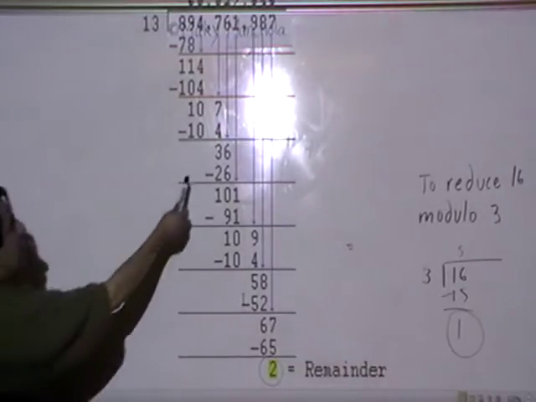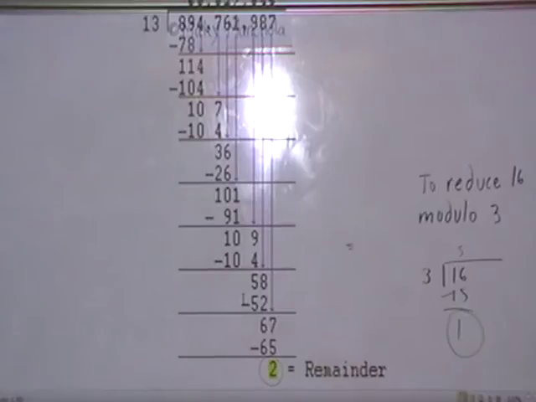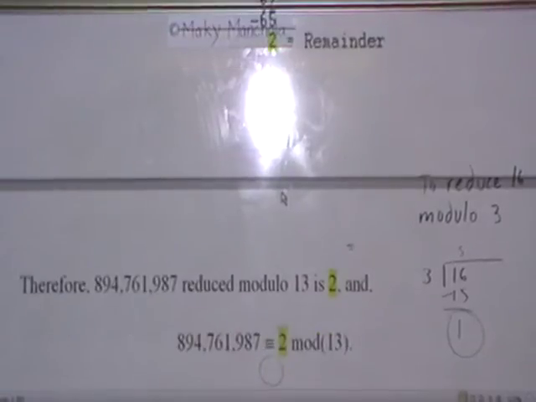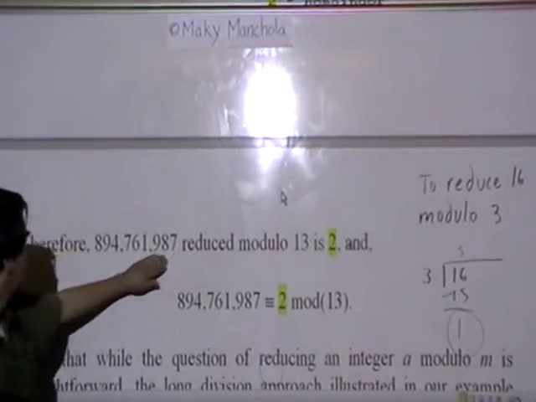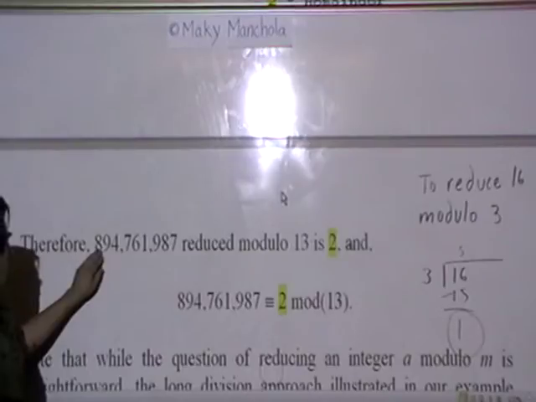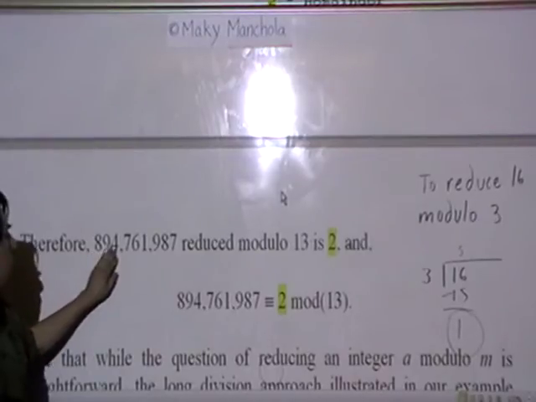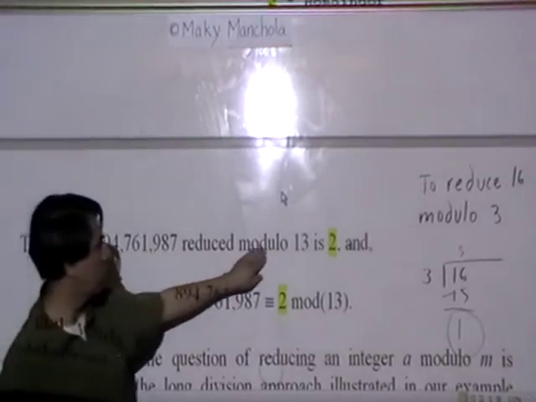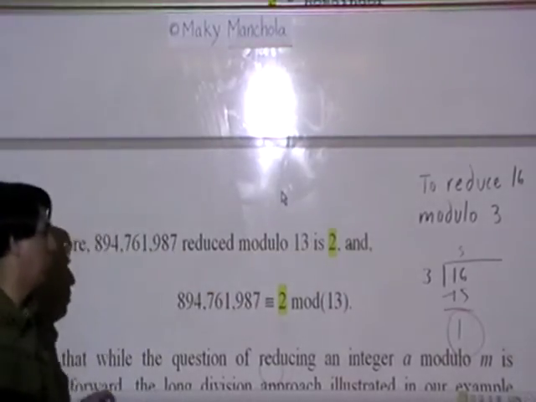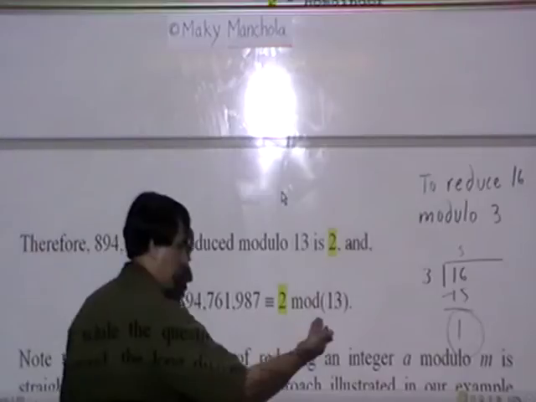By the way, this would take maybe a few minutes to complete, maybe 2 or 3 minutes. But you will get an answer. It's a very direct way of solving the problem. So therefore, 894,761,987 reduced modulo 13 is 2. You can write it using congruence notation.